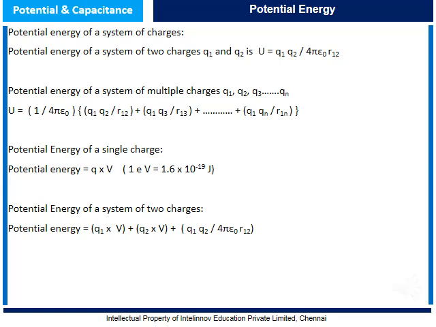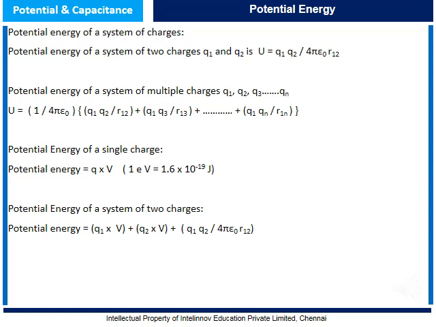Here, let us say Q1 is the source charge. The potential due to Q1 is Q1 into V. Now, Q2 will experience two types of energies. One is Q2 into V and another one is due to the presence of Q1, which can be represented as Q1 Q2 by 4 pi epsilon naught R12.